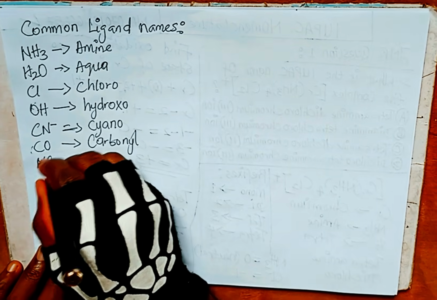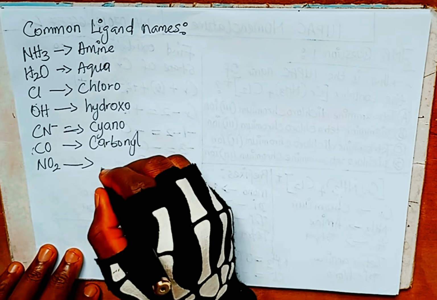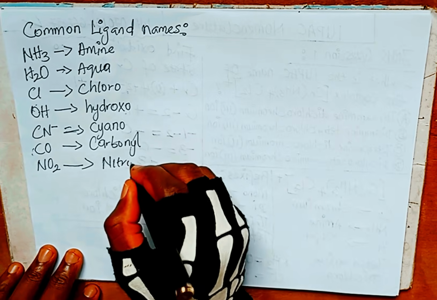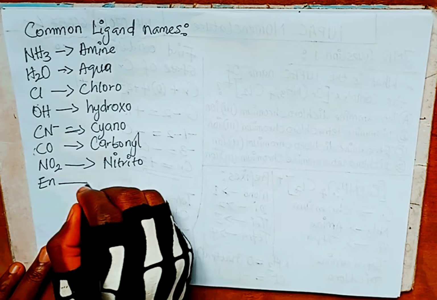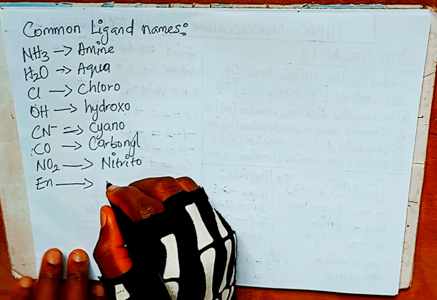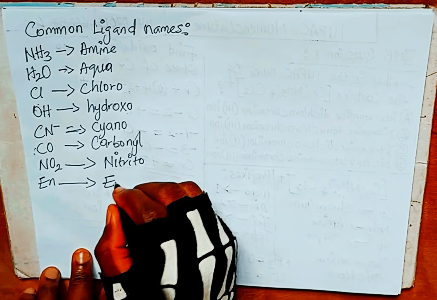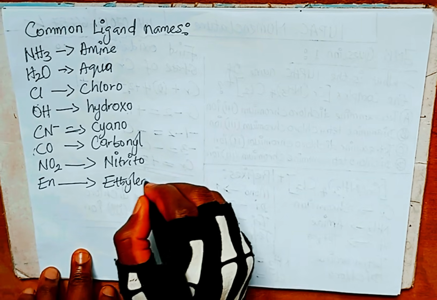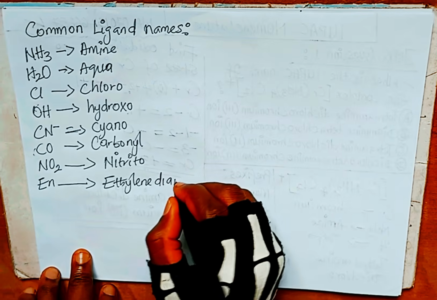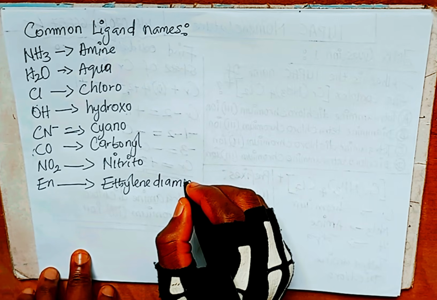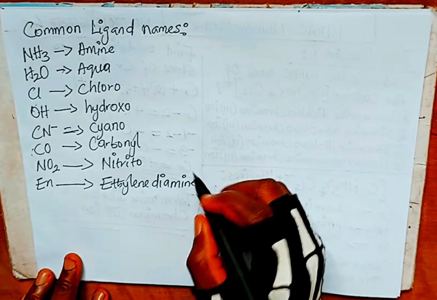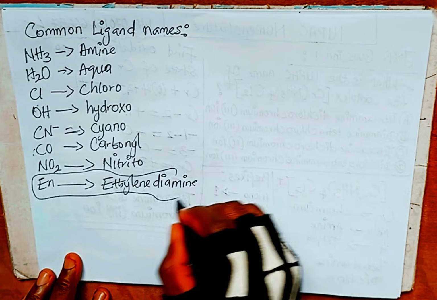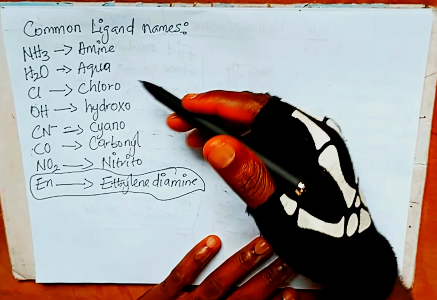If you see NO2, this one is known as nitrito. If you see en, this one is known as ethylenediamine. All right, so these are the common ones. This last one is not too common. So these are the common ligand names.